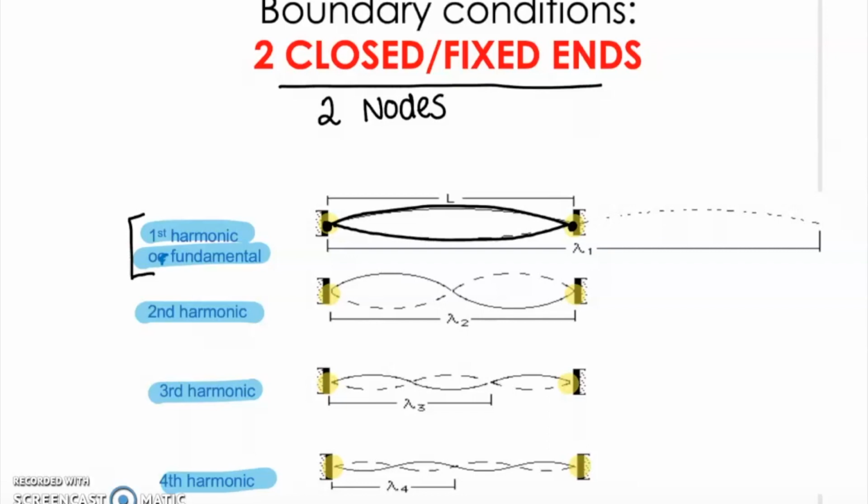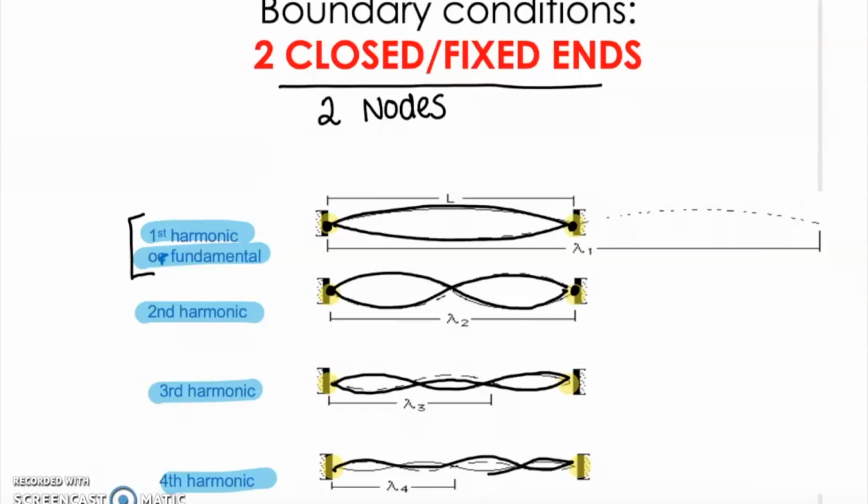And the second harmonic, I would fill in my nodes first, and then I would try to draw two bumps in between. And so on with the third harmonic. Always starting and ending on nodes because this is a fixed end and fixed end. And your fourth harmonic has four bumps.